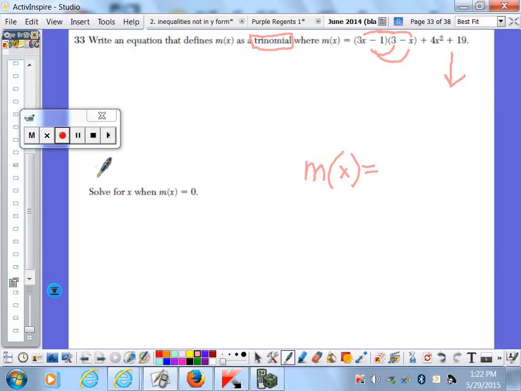Okay, once you have your equation, the next part says to solve for x when m of x equals 0. So you're going to take this equation you have up here, and you're going to make m of x now 0. Okay, you'll have your equation here, and I want you to think about, what type of equation is this? How do I solve for x? How do I show my work and solve for x? Because this is a part 2 question. How many answers should I get? Go ahead.